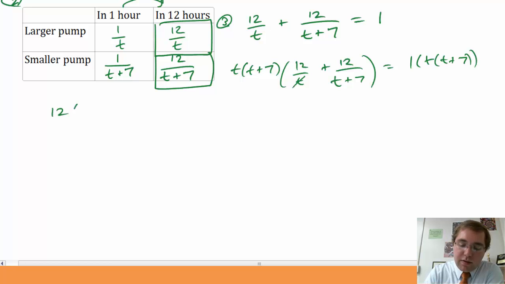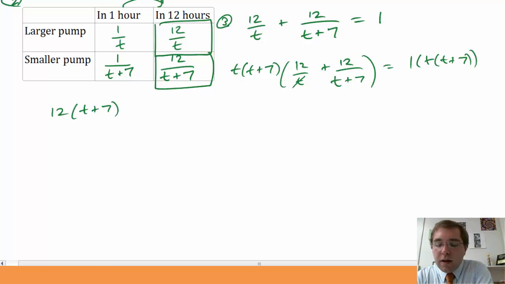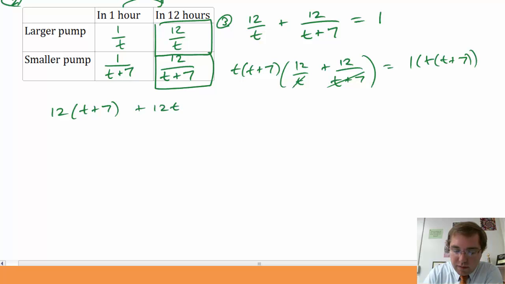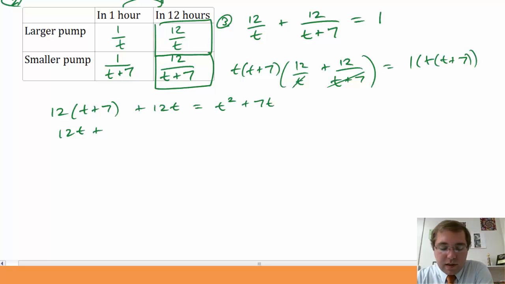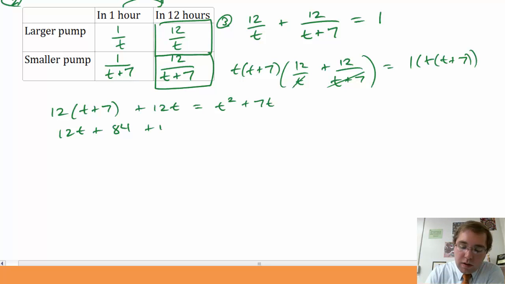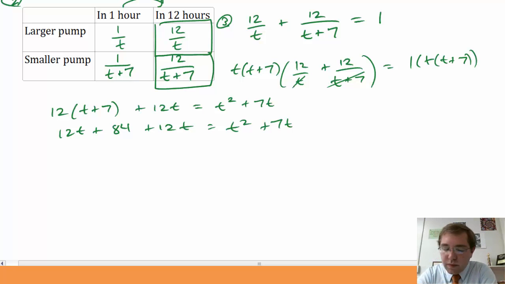I'm going to write this over here, 12 times T plus 7. When I multiply 12 over T plus 7 by T times T plus 7, the T plus 7's cancel, and I just have 12T. On the right-hand side, anything times 1 is just itself, so I just got T times T plus 7, and I'll go ahead and multiply that out, which is T squared plus 7T. Okay, we distribute the 12 on the left-hand side. We'll get 12T plus 7 times 12 is 84, plus 12T equals T squared plus 7T.